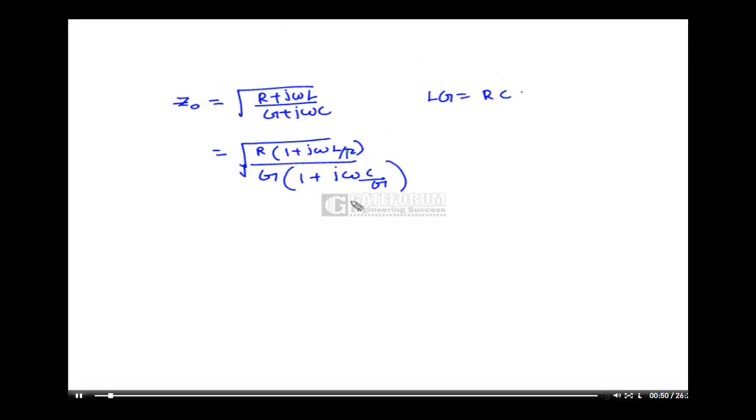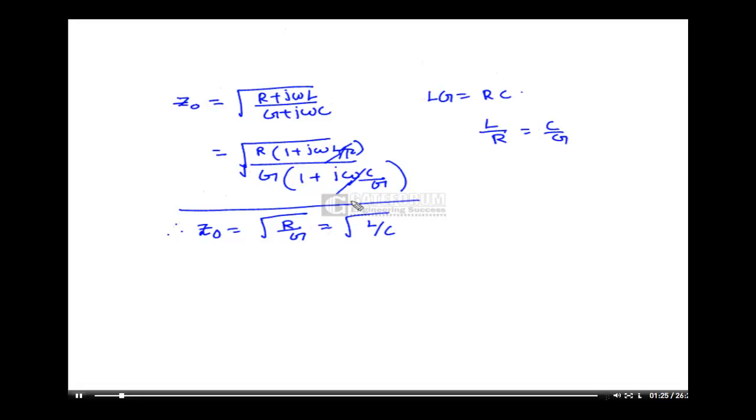Now, if you observe the numerator and denominator, J omega L by R. So, L by R is equal to nothing but what? L by R is nothing but C by G. So the numerator part and denominator part cancel out, because if you substitute for a distortionless line, L by R is equal to C by G. Therefore, the characteristic impedance is equal to the square root of R by G, that is also equal to the square root of L by C.